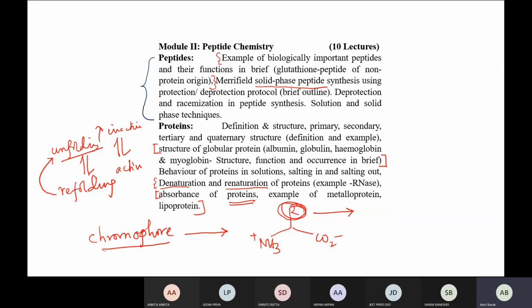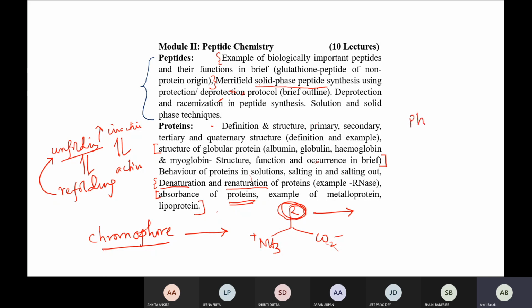Which amino acids? There are aromatic amino acids. The aromatic groups have a lot of double bonds, so they will actually absorb the light. The aromatic amino acids will absorb the light.